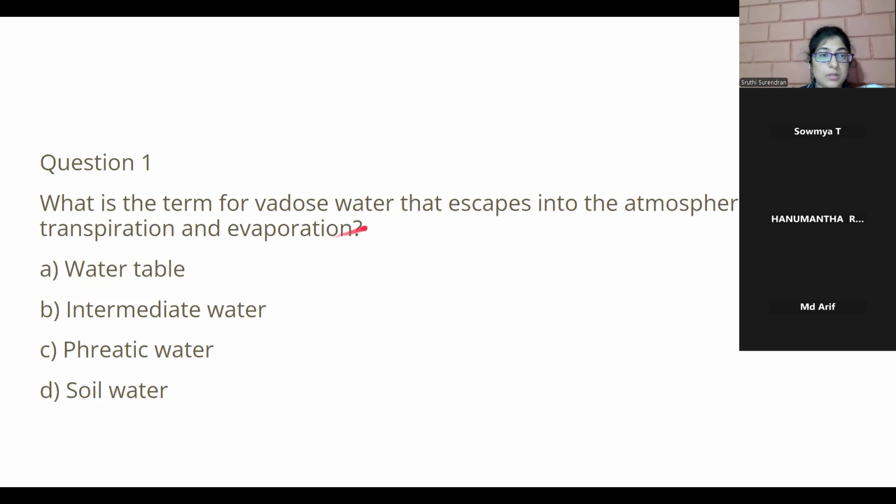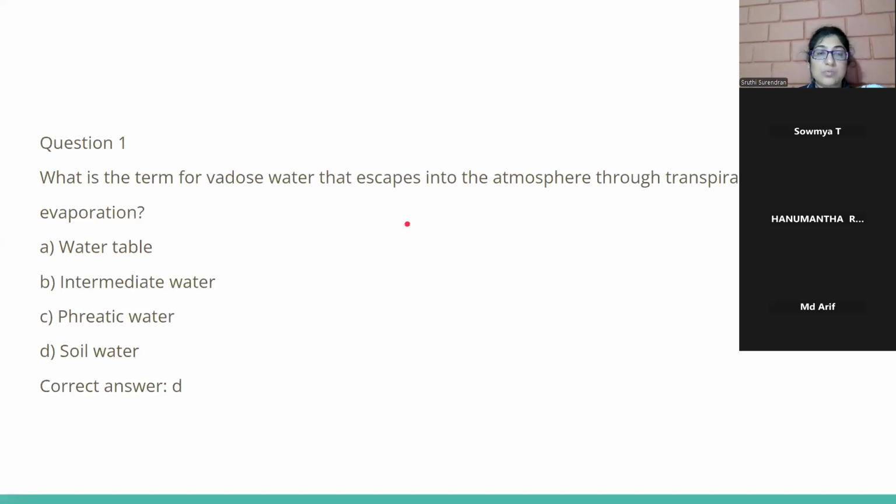Correct answer, soil water. So Vadose water is nothing but the water that is present in the top layers of the soil. That is called the zone of aeration. Zone of aeration or unsaturated zone. This is again divided into three layers. One is the root zone, second one intermediate zone, then the capillary fringe, and below that you get the water table and zone of saturation.